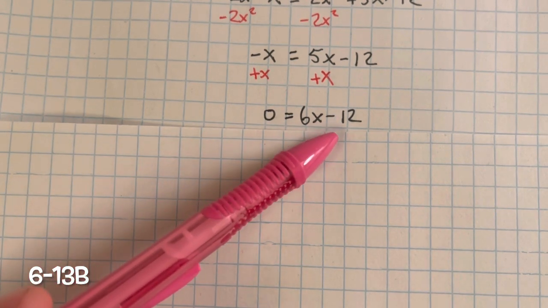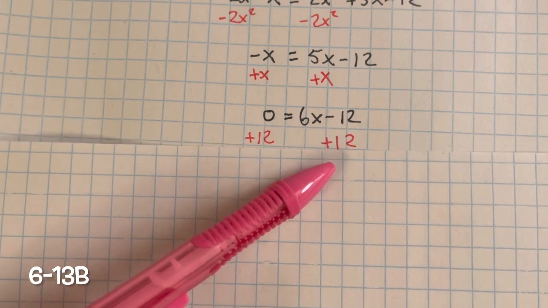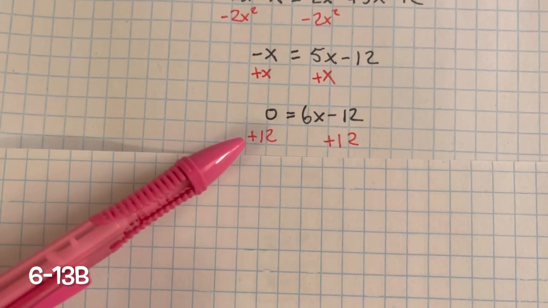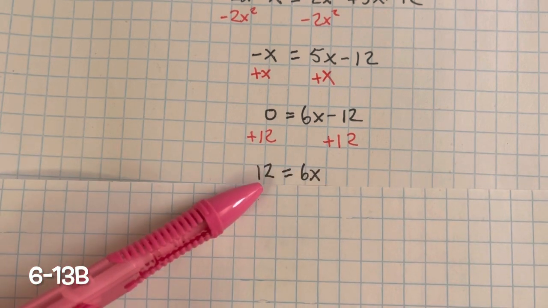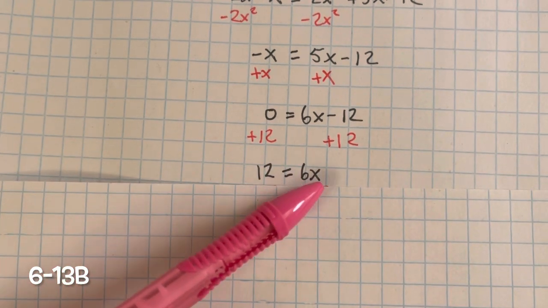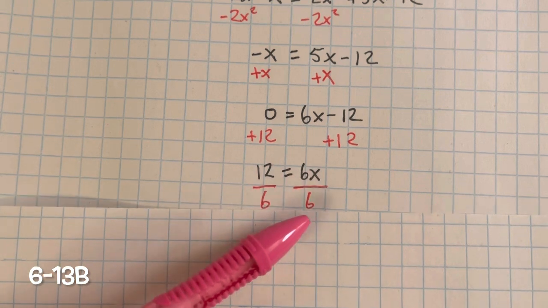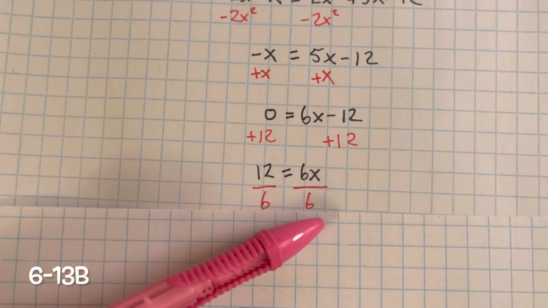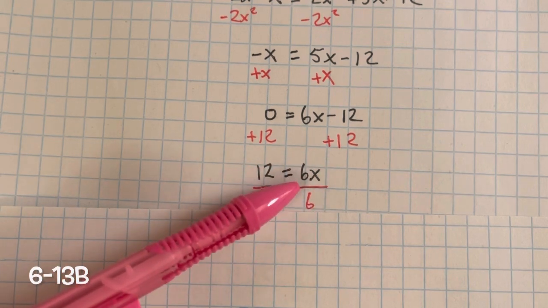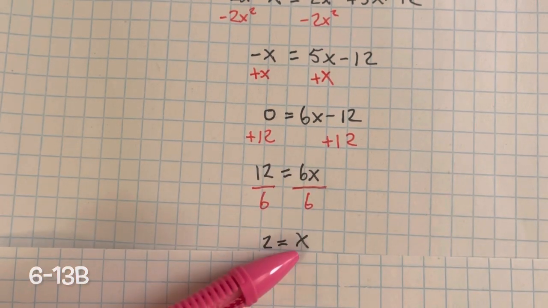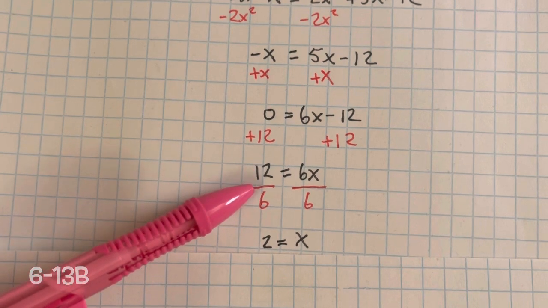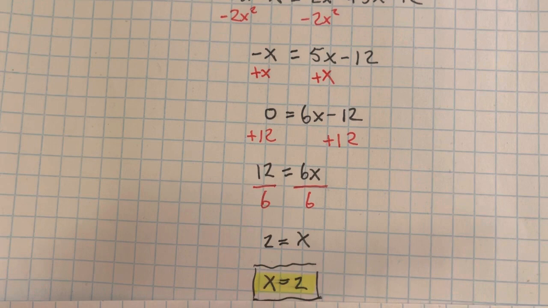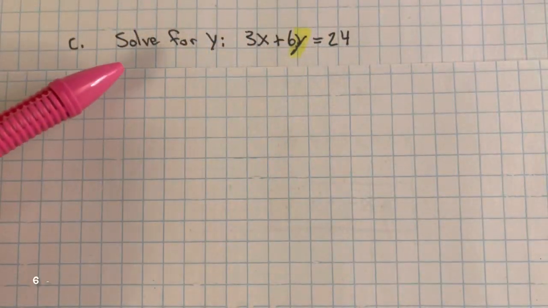Still don't have x by itself, so the inverse property of subtraction is addition, so we're going to add 12 to both sides. Created a 0 pair. 0 plus 12 is 12. The inverse property of multiplication is division, so we're going to divide by 6. The reason why we're dividing by 6 is because it creates the giant 1. 1 multiplied by x is x. And then 12 divided by 6 is 2. So x equals 2.